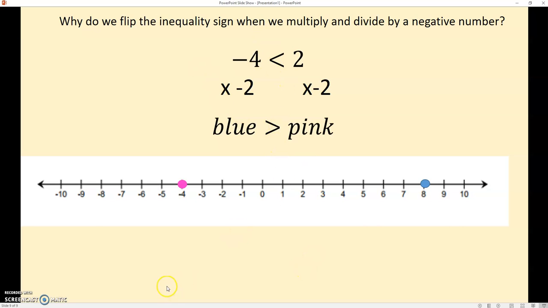It flipped. So when I'm solving inequalities and you multiply or divide, because that's the inverse operation of multiplication, you have to switch your inequality symbol to the opposite inequality symbol. Some people like to call it flipping the sign. I like to think about it as changing it to the opposite sign.